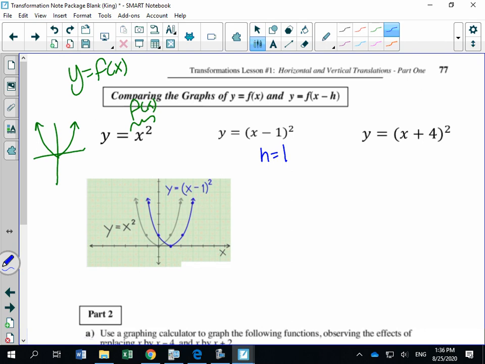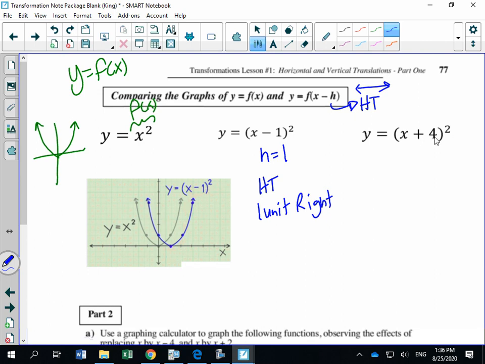And remember that the H value is your horizontal translation, and a horizontal move is a left-right move. So if you have an H value of 1, what that means is it's going to be a horizontal translation of 1 unit right. Okay, so I put this picture in, like here's your x squared, and then here's your open bracket x minus 1 close bracket squared.